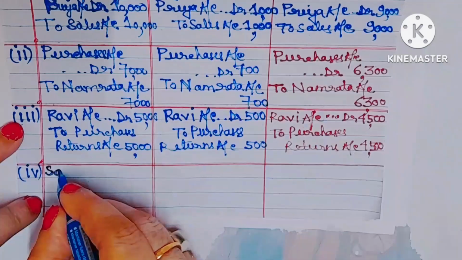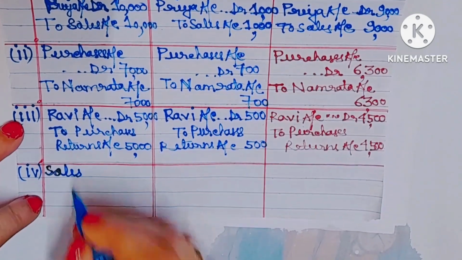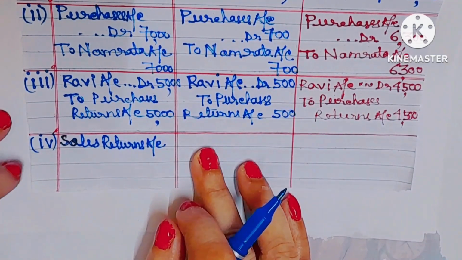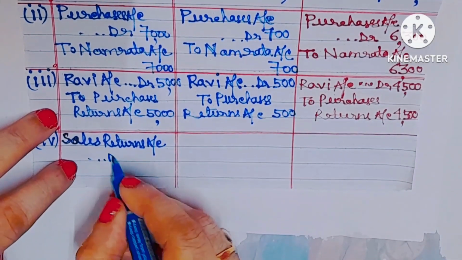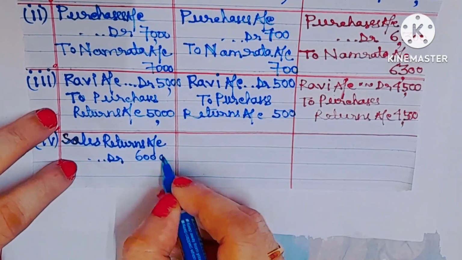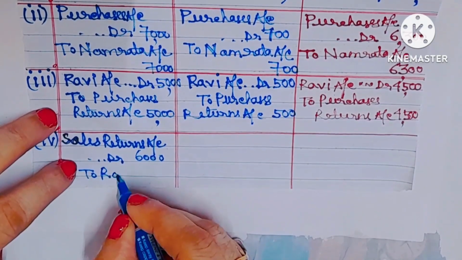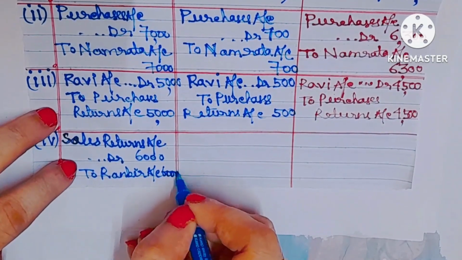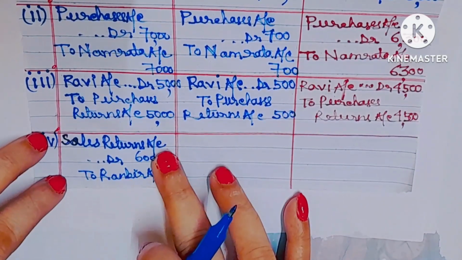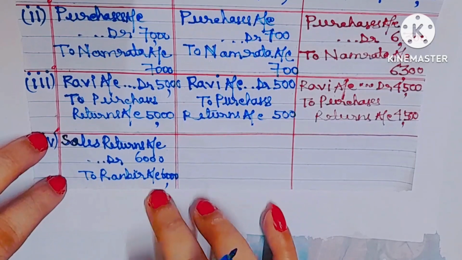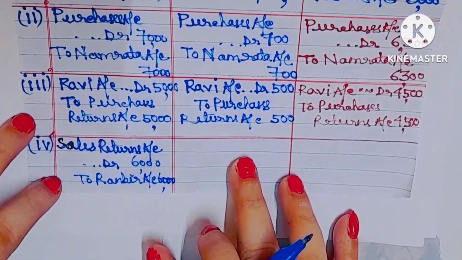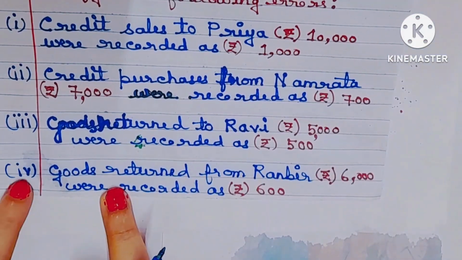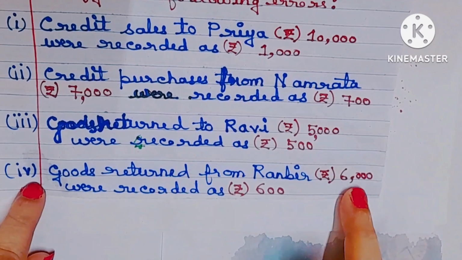Okay? So let's write. Sales returns account debit 6,000 to Ranbir account 6,000. So this is the correct entry. Sales returns account debit 6,000 to Ranbir account 6,000. This is the correct entry. What is the wrong entry? Let me see the transaction again. The last transaction, number 4, goods returned from Ranbir rupees 6,000. We did the correct entry.